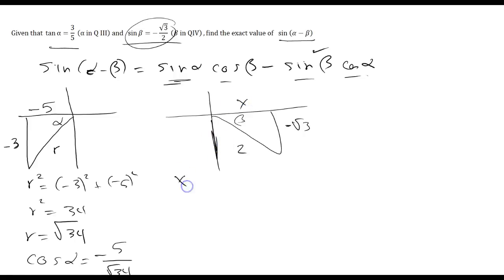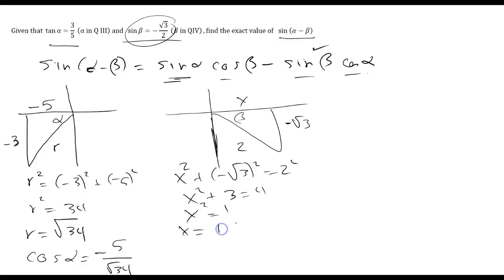And using the Pythagorean theorem, x squared plus negative root 3 squared equals 2 squared. So x squared plus 3 is equal to 4. X squared is equal to 1, and for us, x is equal to plus 1. Again, it's plus 1 because it's on the positive axis. So we know what sine is, we can find cosine of beta. And cosine of beta is the adjacent side, which is 1, over hypotenuse, which is 2. And now we can plug these values back into here.